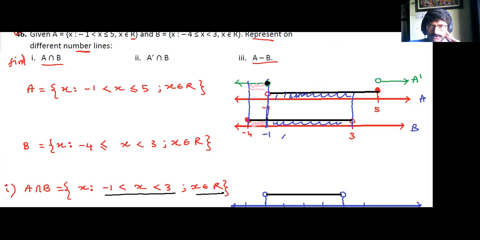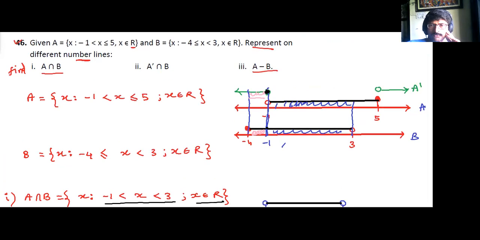From set A, remove the elements. Okay, which color will I use? I'll use brown color. From this set A, from this portion, this to this, we'll have to remove the elements of B, and then we'll have to cut down. Like, remove this. Okay, if I'm removing, what will be left over? The leftover portion would be this, isn't it? So the leftover portion would be 5 and 3.